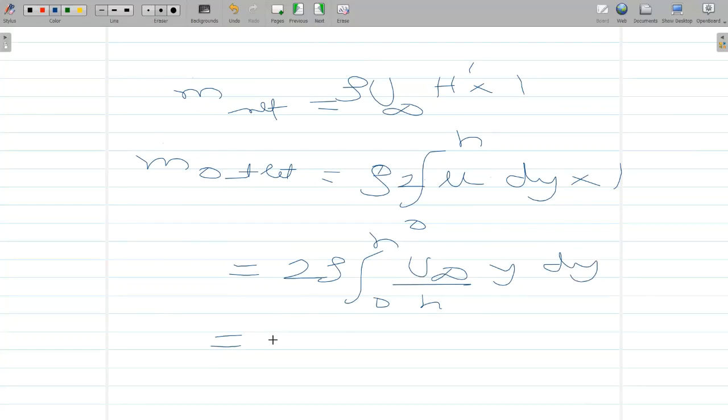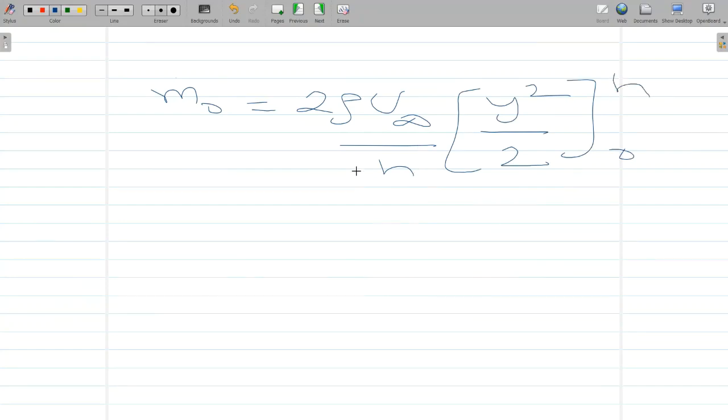I can take u infinity and h outside because they are constants. In the integral, I would be left with the integral from 0 to h of y dy. So m dot outlet is nothing but 2 rho u infinity by h into y square by 2, evaluated from 0 to h. When I evaluate this integral, the 2 and this 2 cancel out. So it'll be rho u infinity by h into h square.